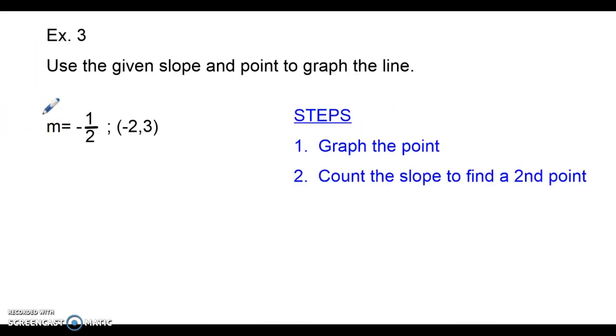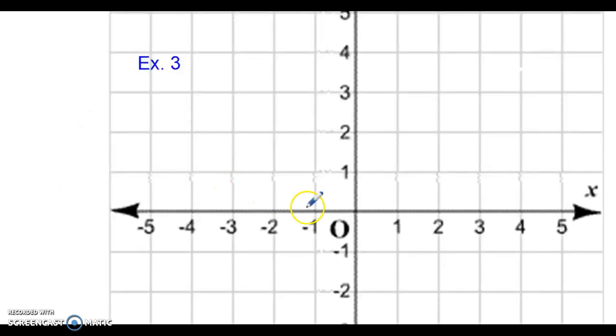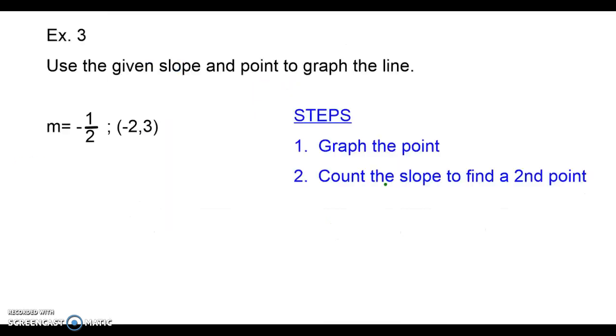Example 3. Now, we're actually going to graph a line, okay, given the slope and the point. So the first thing here, copy these steps down, and then we'll move forward. Step 1 is graph the point. So let's graph this point, negative 2, positive 3. Start at 0, 0. I go negative 2, it's to the left, and positive 3 right here.